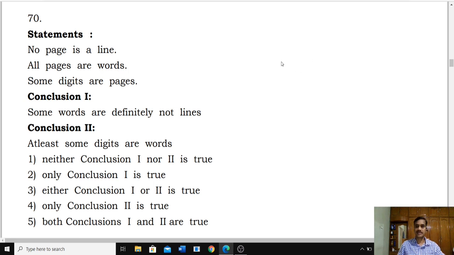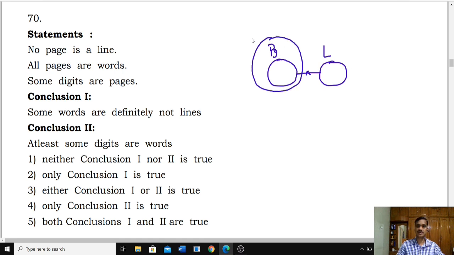No page is a line. No page is a line, no intersection between page and a line. And all pages are words. These entire pages are a part of what? Entire pages are a part of words, and some digits are pages. Some of the digits are pages, we are able to write like this. Some digits are pages, all pages are words, and no page is a line.